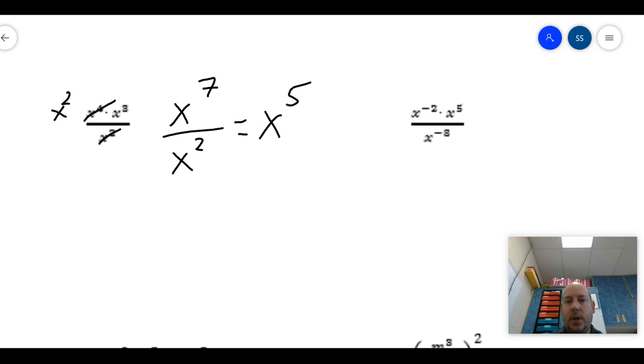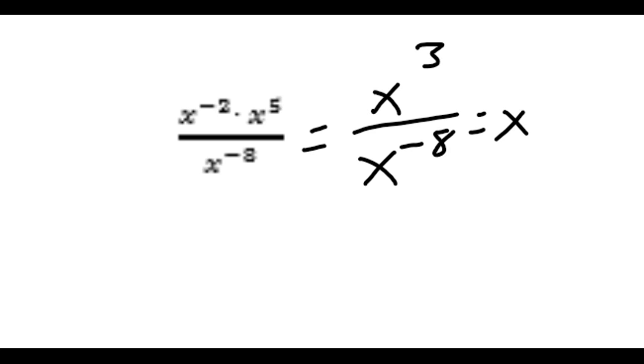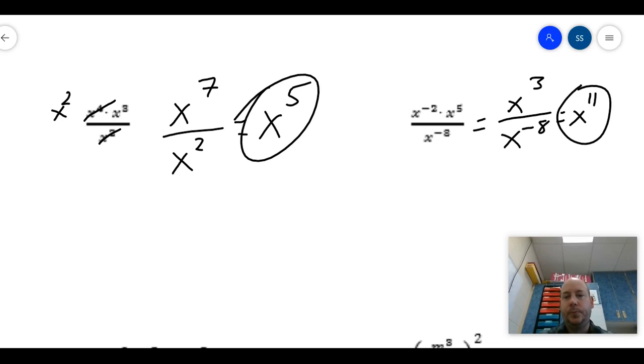All right, my second one there, x to the negative 2nd power times x to the 5th. Well, that's going to give me, again, add your exponents, x to the 3rd power over x to the negative 8th, right? And my rule is with division, I subtract my exponents. So 3 minus negative 8 is 11. So x to the 11th power on that one. Okay.